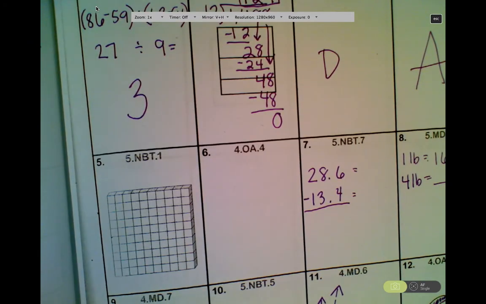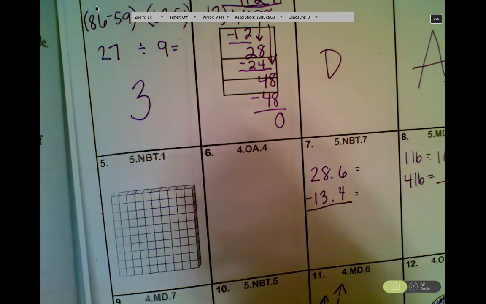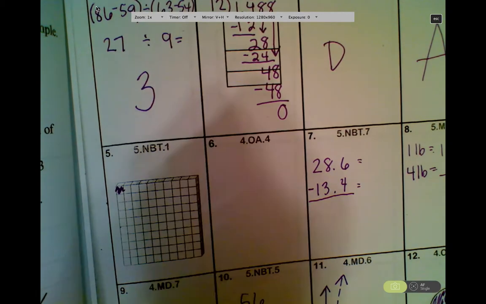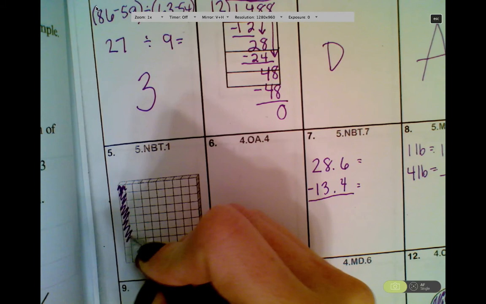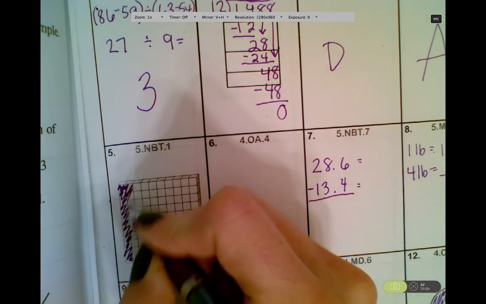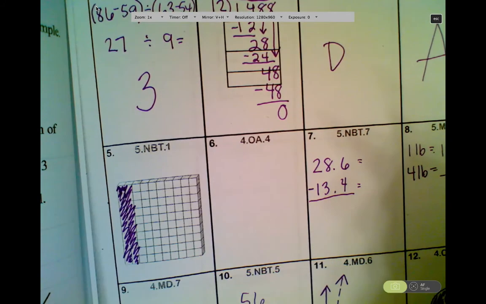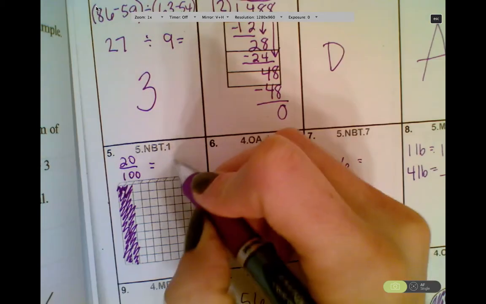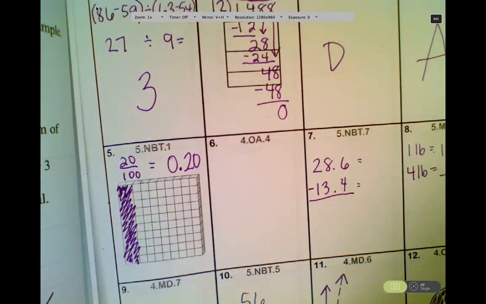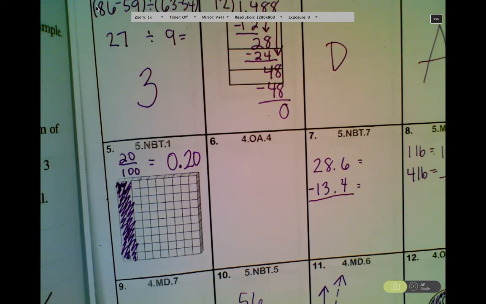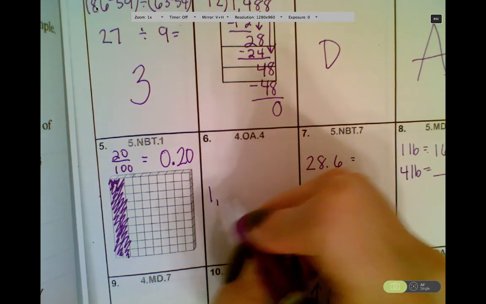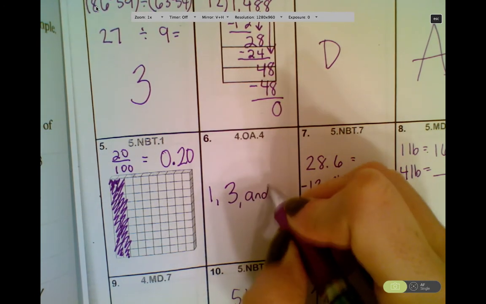Number 5, shade in 20/100ths of the fraction model. Well, we know that 1 square would represent 1, and a whole row of squares represents 10. So I'll shade in 2 rows, which would be 20 over 100, and the decimal would be 0 and 20/100ths. Number 6, 9 is a multiple of 1, 3, and 9.